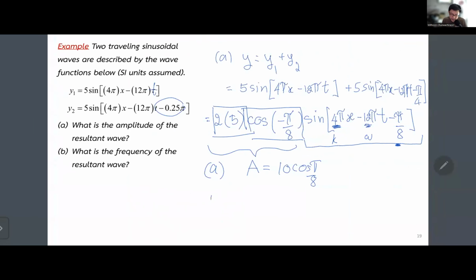And part B, what is the frequency of the resultant wave? I can see that omega is 12 pi, no change. When omega is 12 pi, I know it's 2 pi f. So that means f is going to be 6 hertz. And you are done. Okay. Easy enough for you guys today.